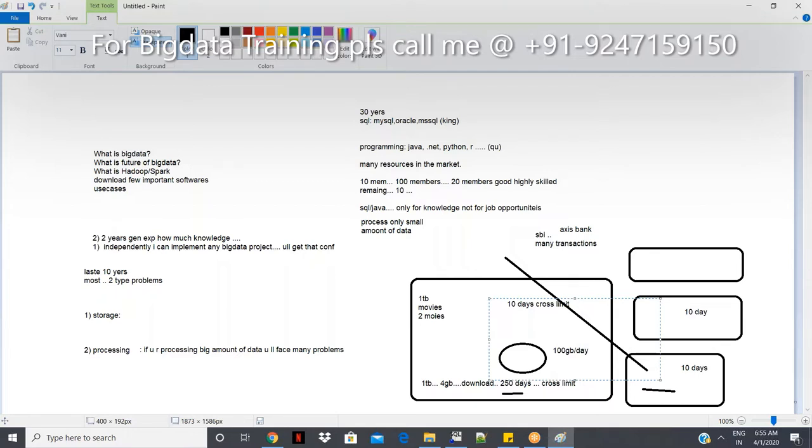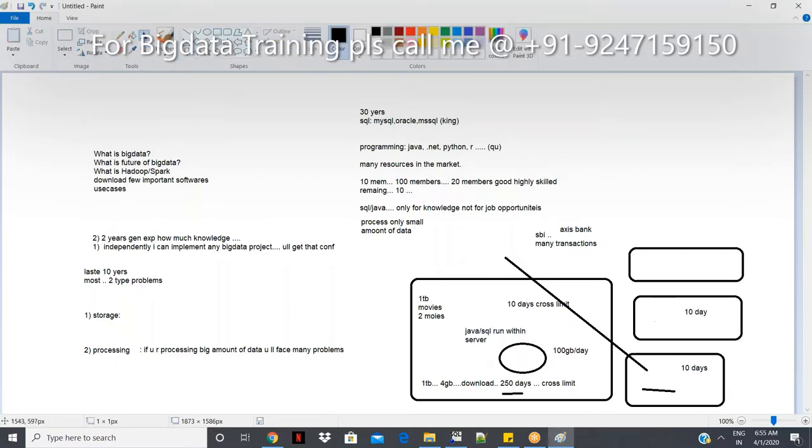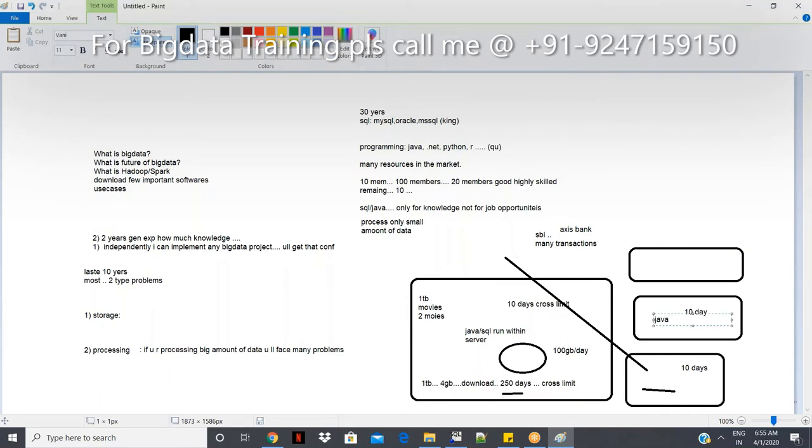Okay. Quarterly data, monthly data, yearly data, if you want to do it, it's not possible. Why? Either Java or SQL runs within the server. This is also Java and SQL running within the server, but your requirement is that I want to process on top of multiple servers.